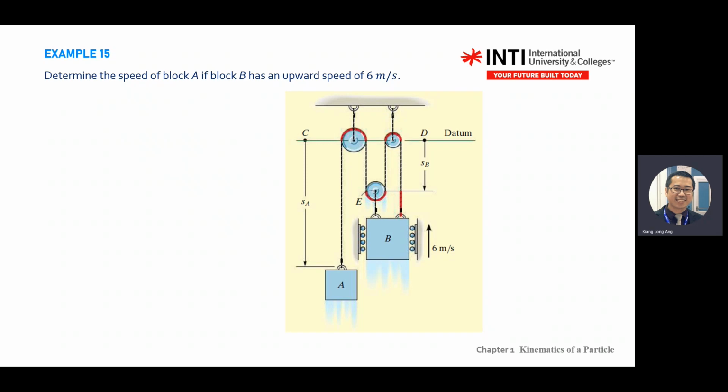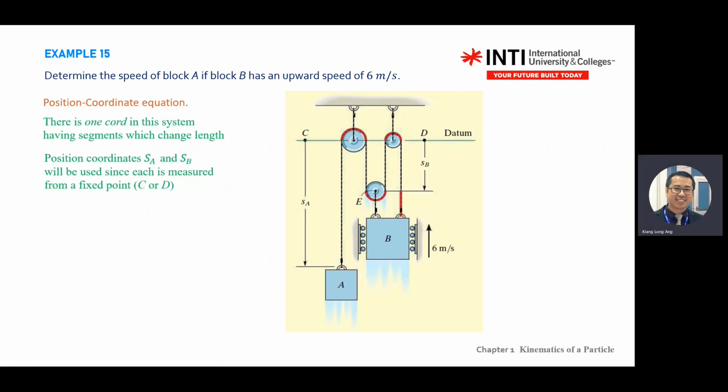Okay. Then, next step, do what? Next step, do what, Nico? Differentiate. So this one you get 0 equal VA plus 3 VB. Rearrange. VA equal minus 3 VB. So you get this one. What about A? Acceleration equal minus 3 AB. Okay, good.